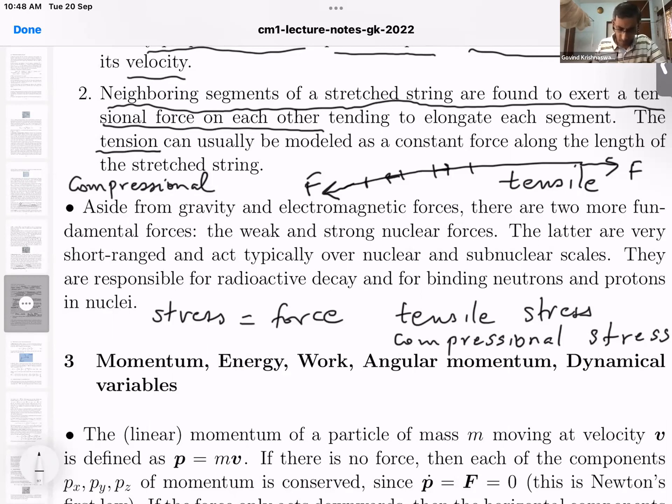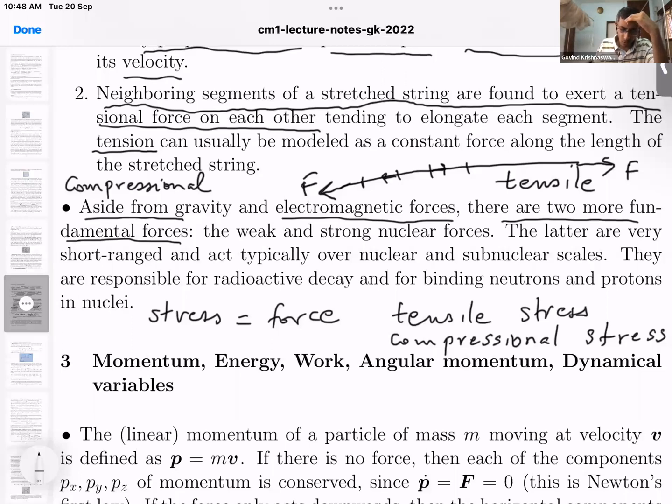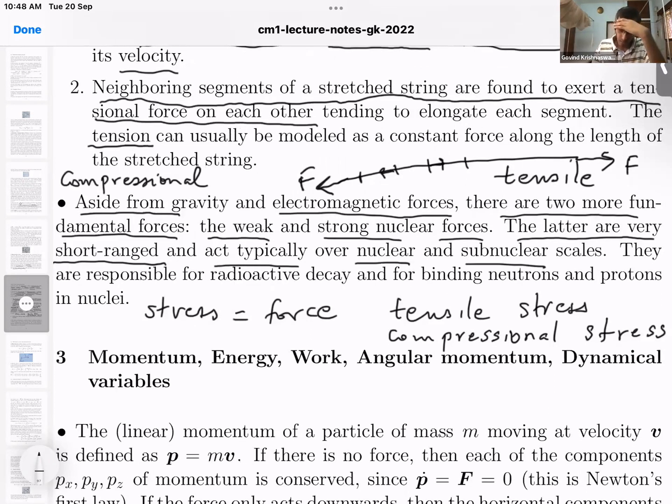Okay, so aside from gravity and the electromagnetic forces, which I have just briefly spoken about, there are two more fundamental forces. Gravity and electromagnetism are fundamental forces. The other things we have spoken about are sort of effective or emergent forces that are deduced from these. But it turns out there are two more fundamental forces, the so-called weak and strong nuclear forces. The latter are very short range. They act typically over nuclear and subnuclear scales. The strong force acts over nuclear scales, and the weak force acts even over subnuclear scales.